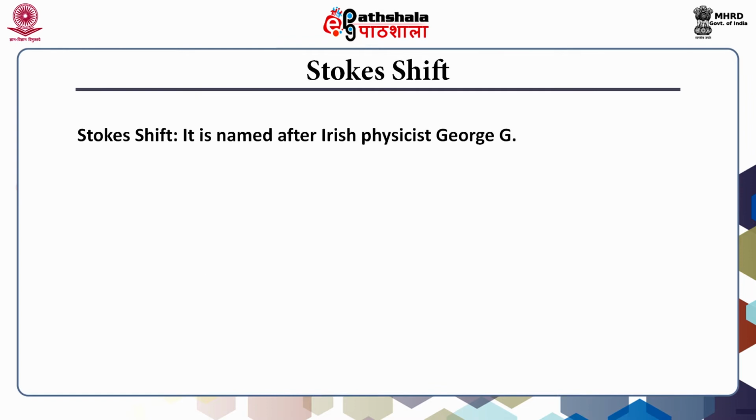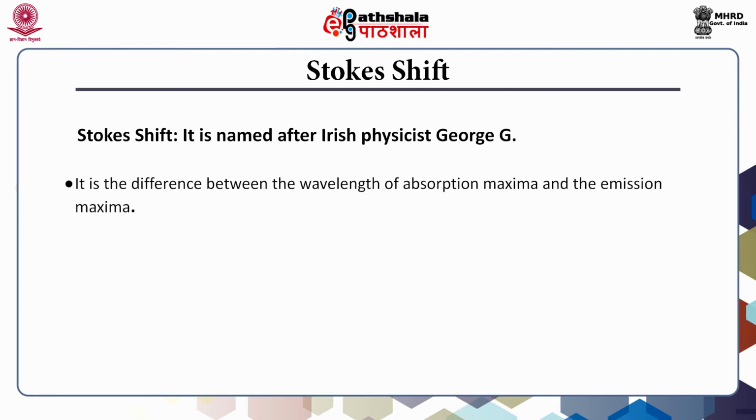Stokes shift is named after Irish physicist George G. Stokes. It is the difference between the wavelength of absorption maxima and emission maxima. Wavelength of absorbed radiation having lower wavelength units and higher energy is denoted by A. Wavelength of emitted radiation or fluorescence having higher wavelength unit values and lower energy is denoted by B. Therefore, Stokes shift is equal to B minus A.